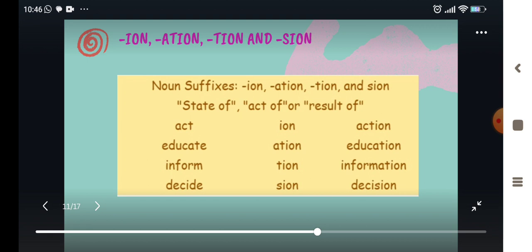So if we notice, if we add this kind of suffix to these words, they change the meaning to a state of, act of, and result of.